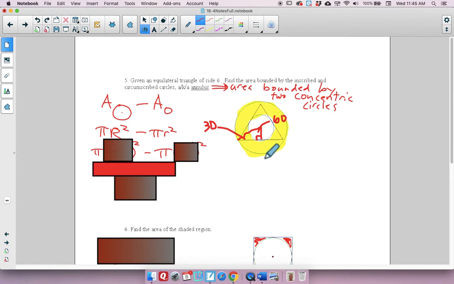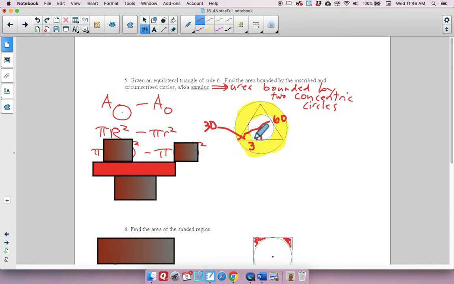Okay, and we know that this length right here is half of the side, 6, because this is obviously a perpendicular bisector. This would be 3. Okay, so how does that help us? Well, we need to know what this is to figure out what little r is, and we need to know what this is to figure out what big R is.